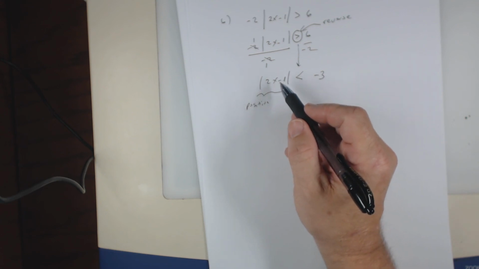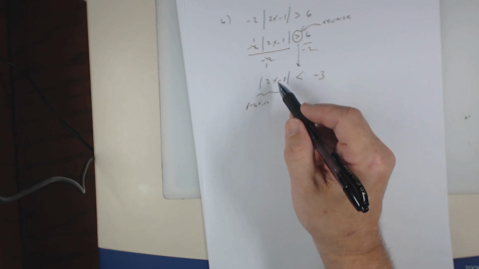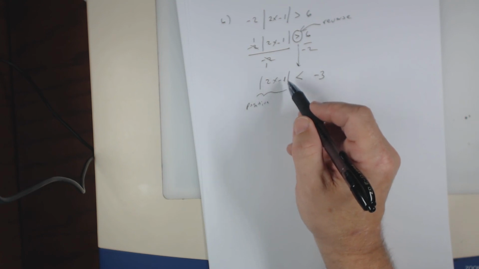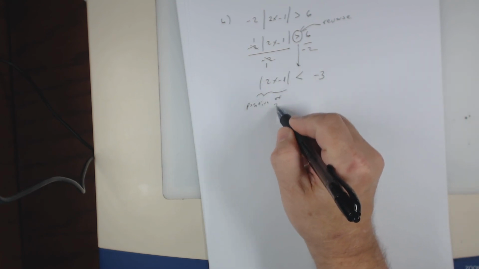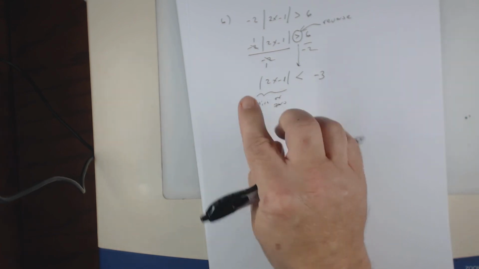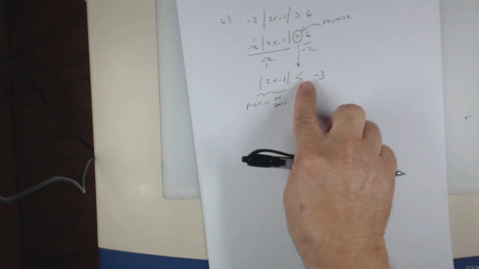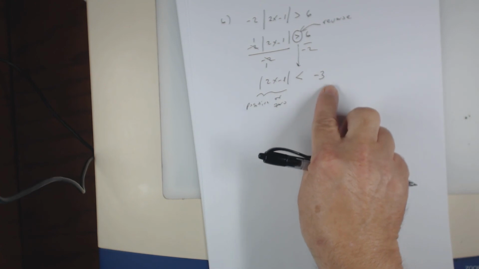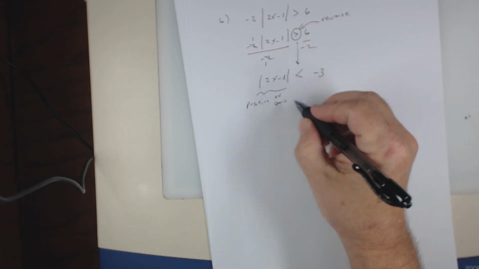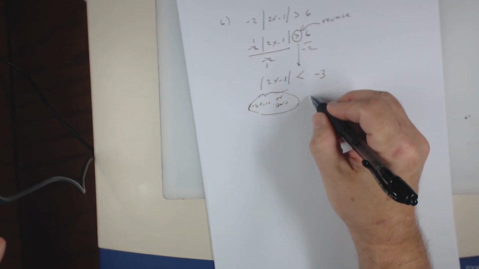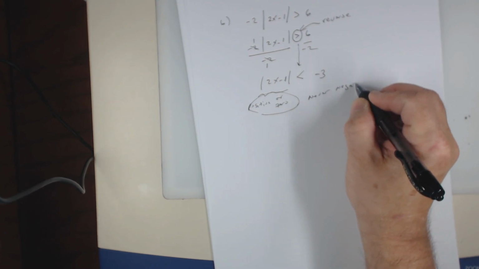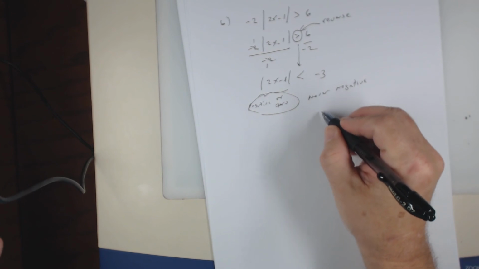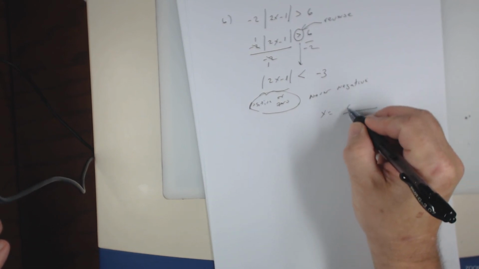What if x is a half? What's 2 times 1/2? What's 1 minus 1? What's the absolute value of 0? 0. So positive or 0. But regardless, is a positive number or 0 going to be less than a negative number? No. So this right here is never negative. So you would say x equals blank. You would say no solution.